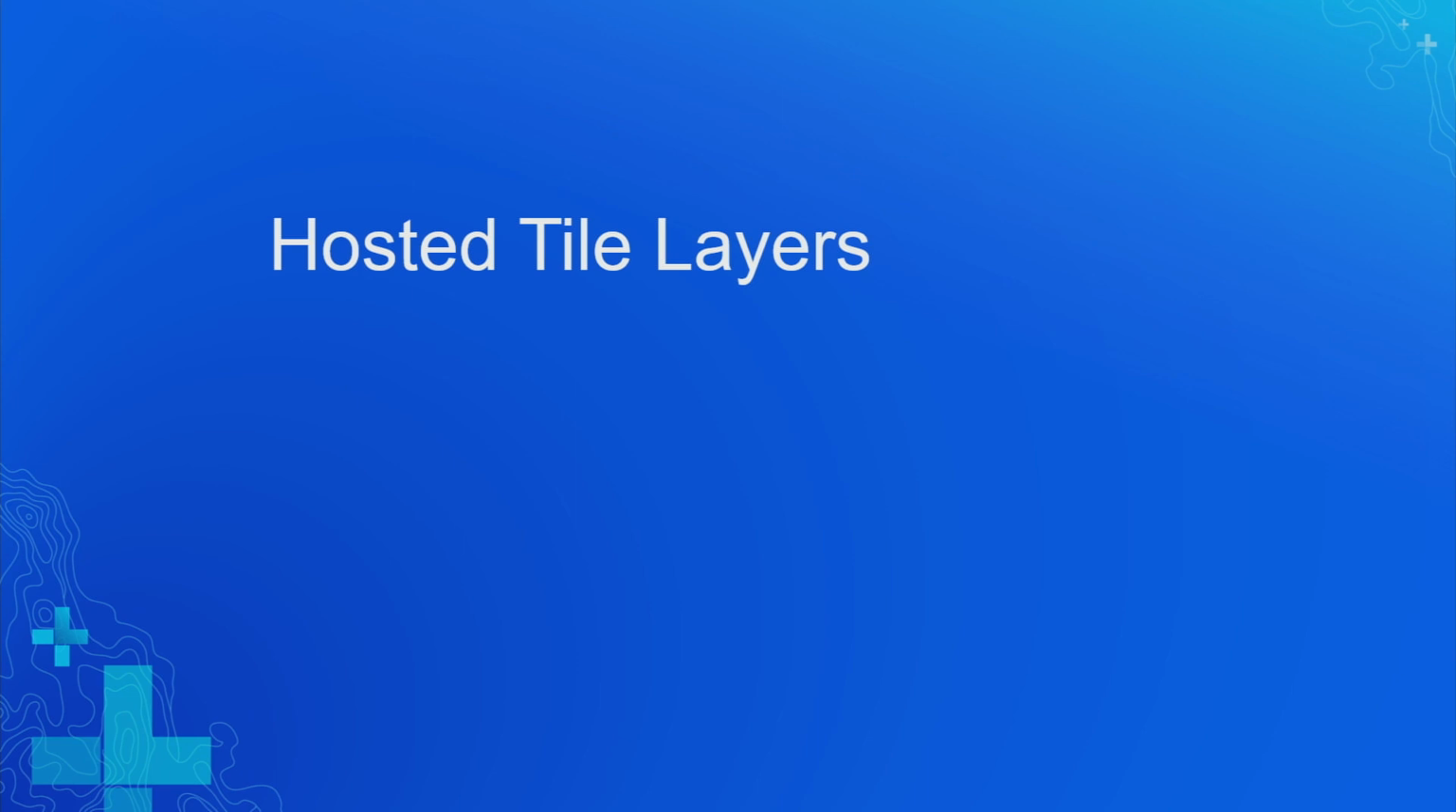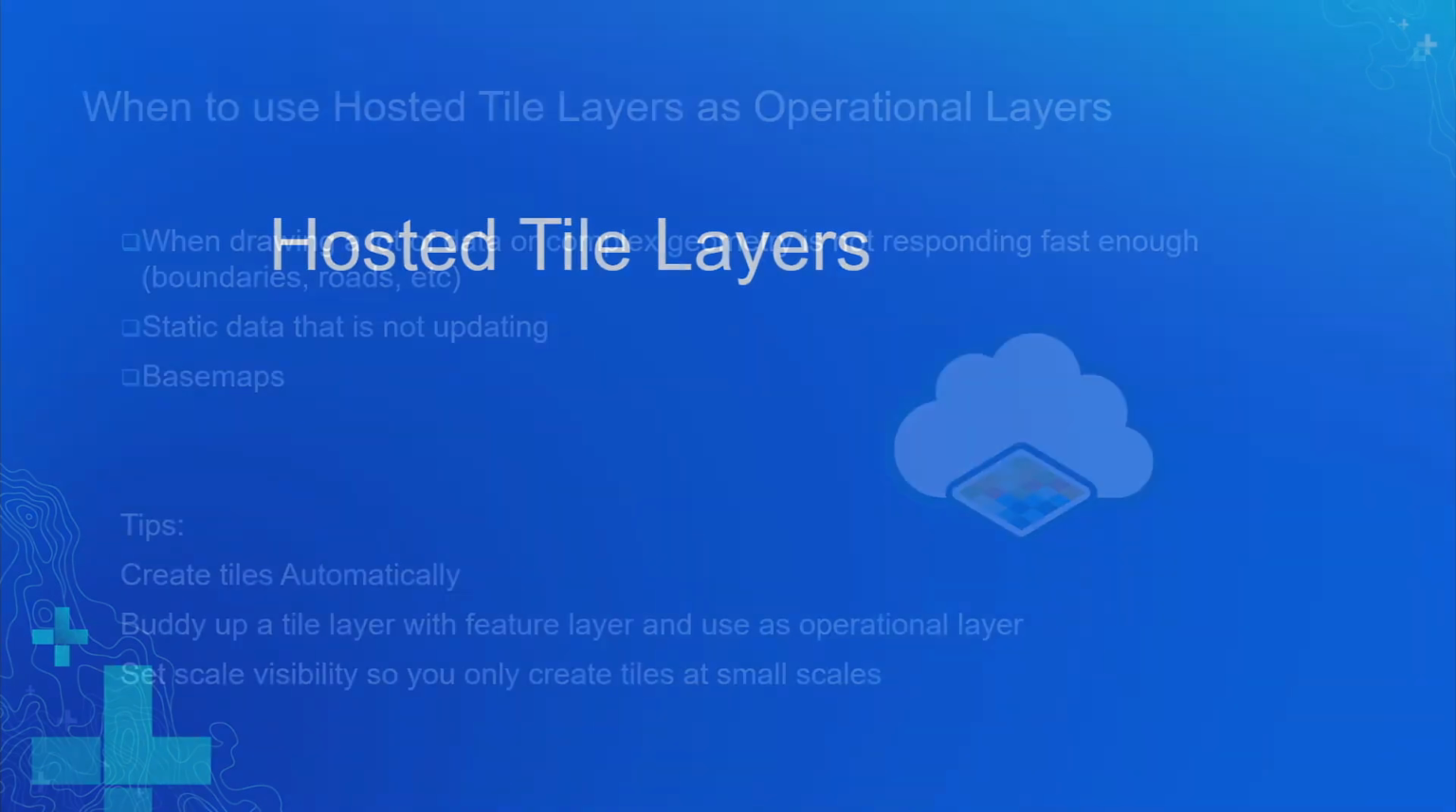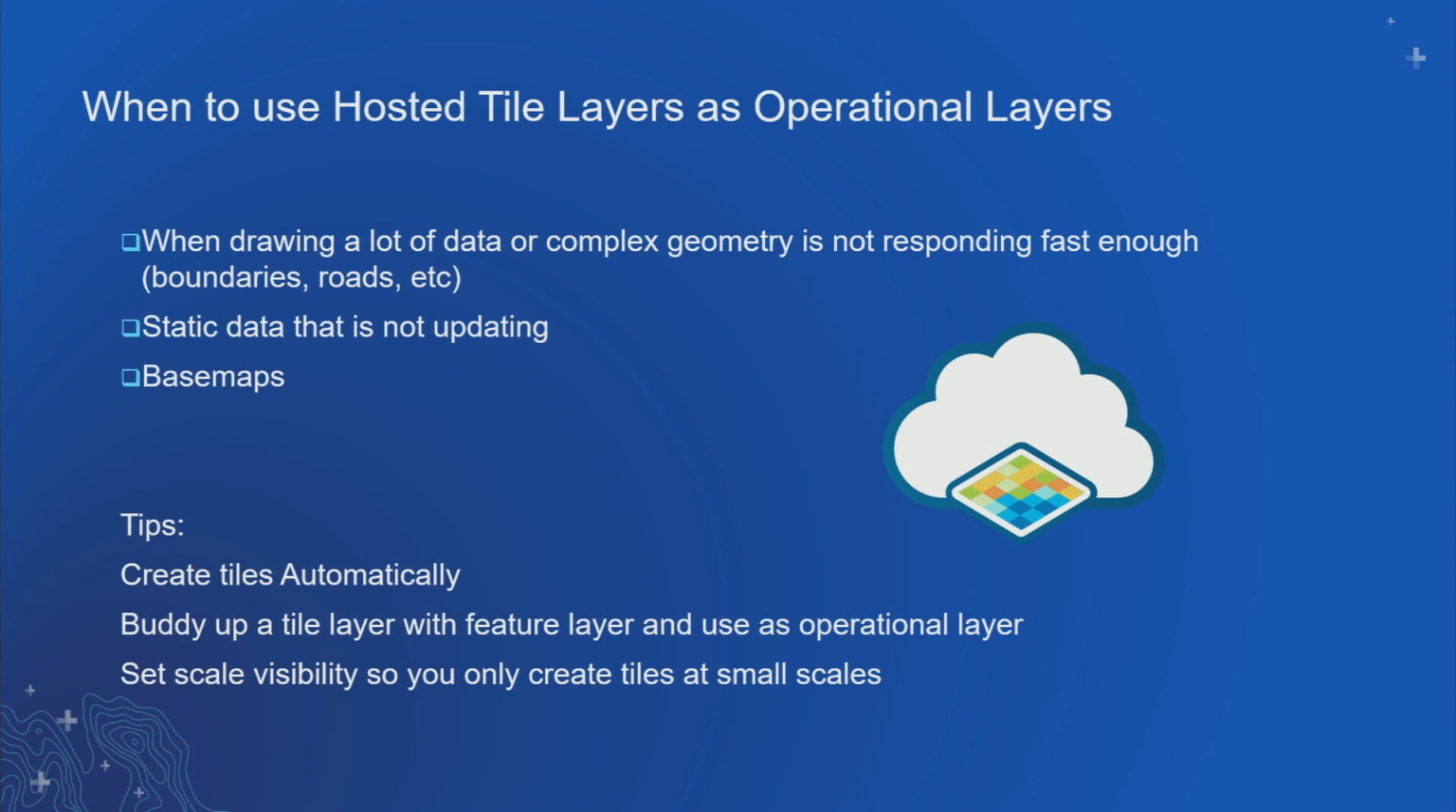As Jeremy mentioned, with hosted tile layers, whether they are vector tile layers or raster tile layers, you need to cook those layers and pre-generate them before they're ready to be shared. Whereas with feature layers, they're more dynamic and can update easier.